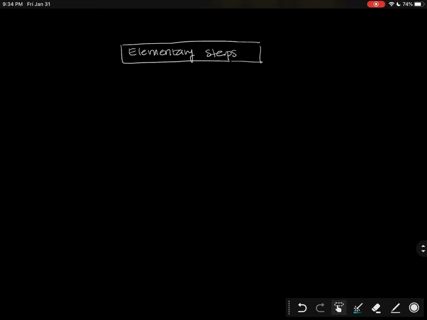Today we're going to be talking about elementary steps. So the first thing to address is what even is an elementary step. Say we have a reaction mechanism that looks something like A plus B goes to C plus D. That's our final, right? So this is our overall reaction.